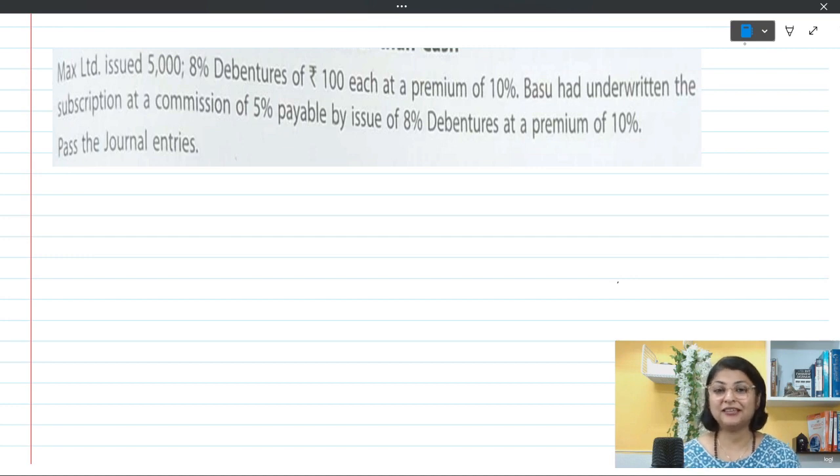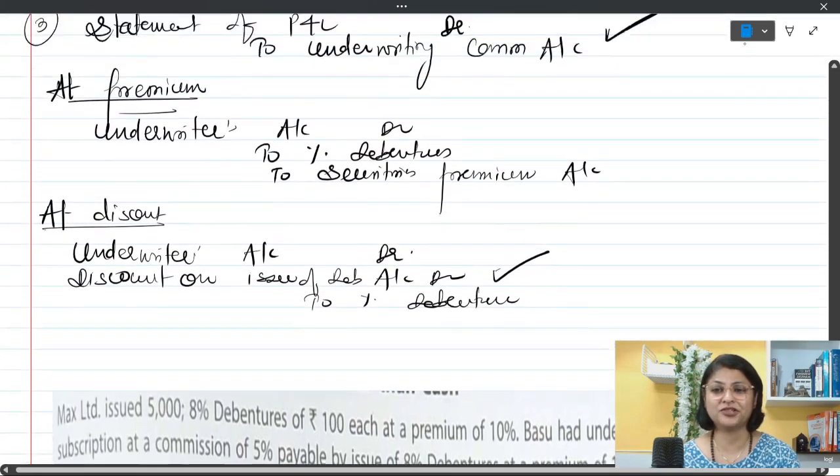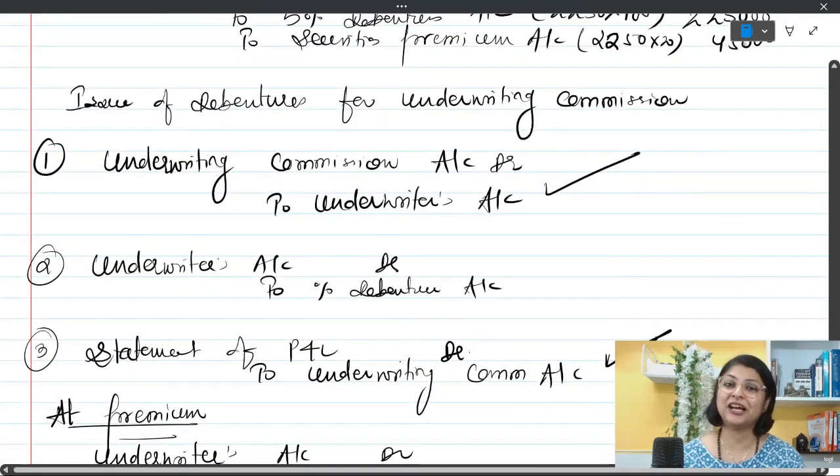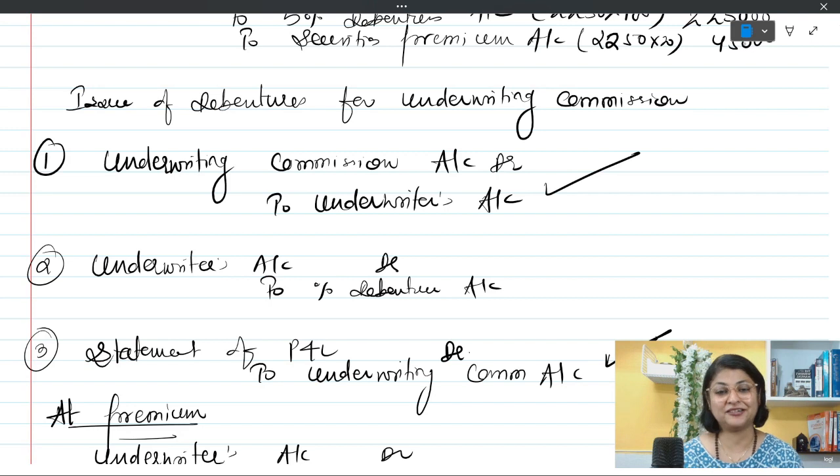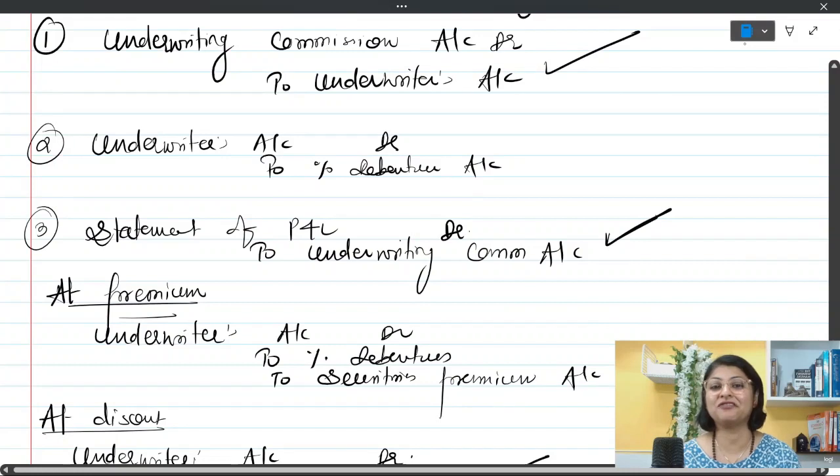We had seen the journal entries of issue of debenture to the underwriters. Let's have a quick recap of those journal entries, and then we will understand it more clearly through the practical question. So when we are issuing the debentures to the underwriters, the first entry is going to be underwriting commission account debit to underwriters. Since underwriters are a liability, we have raised the liability in the first entry, and in the second entry we will discharge this liability by debiting underwriters and crediting the debentures.